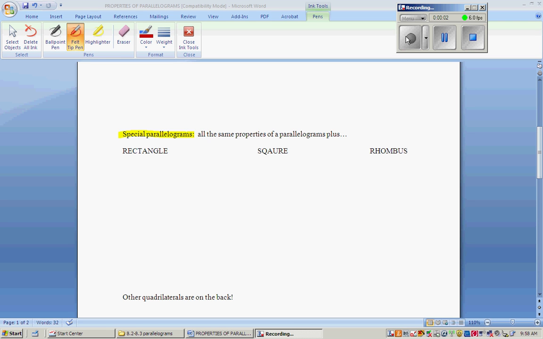Special parallelograms have all the same properties of a parallelogram. Opposite sides are parallel, opposite sides congruent, opposite angles congruent. Everything that a parallelogram has, so do a rectangle, a square, and a rhombus. But they also have additional properties that make them into a rectangle, for example.